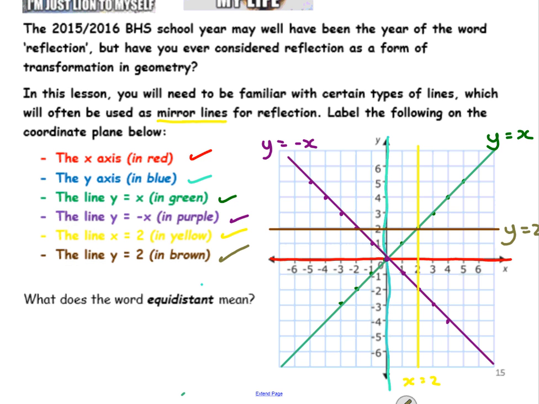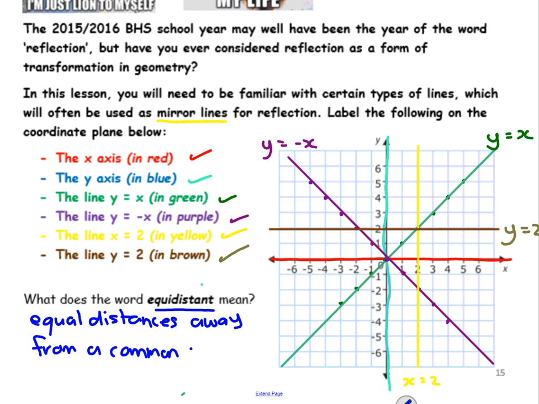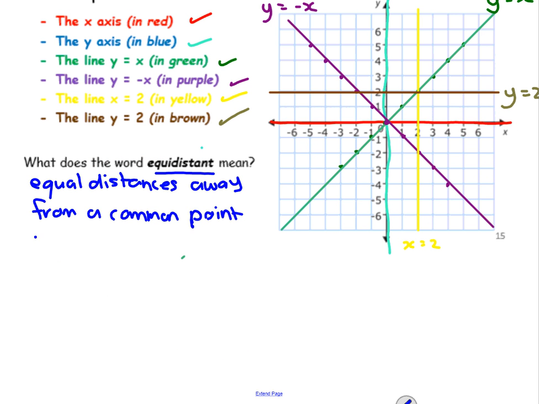So question, what does the word equidistant mean again? Try to think. What does it mean? It just means equal distances from a common point. Something like that. Equal distances away from a common point. Because the word equidistant might be helpful here. Let's do an example just to point it out.